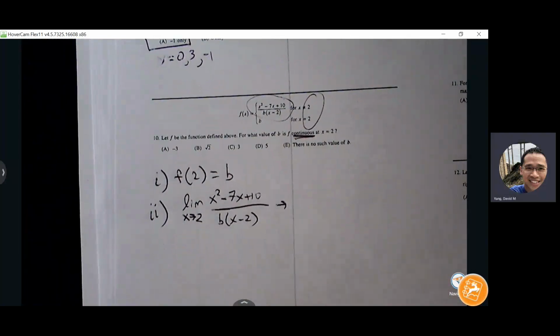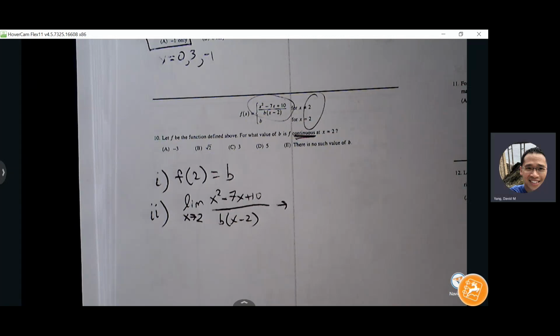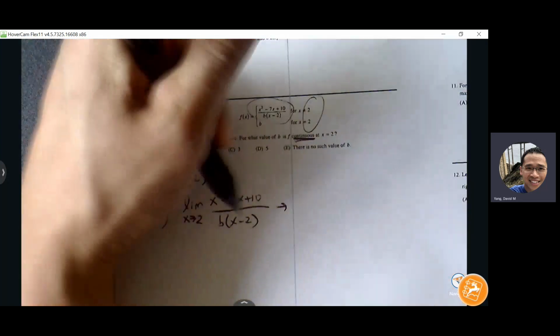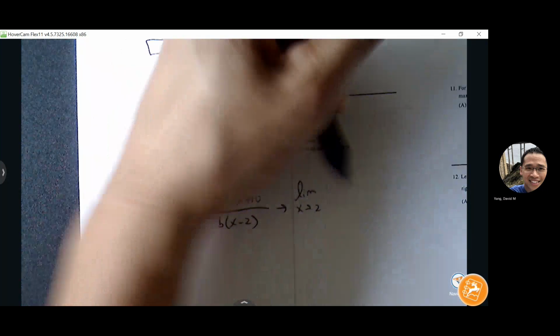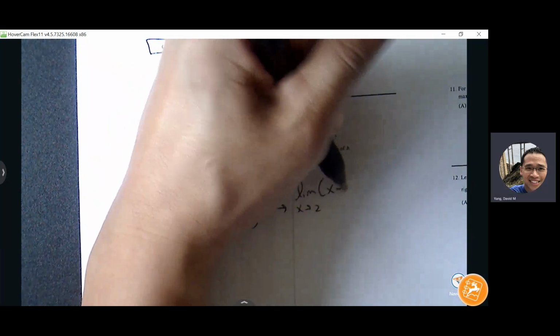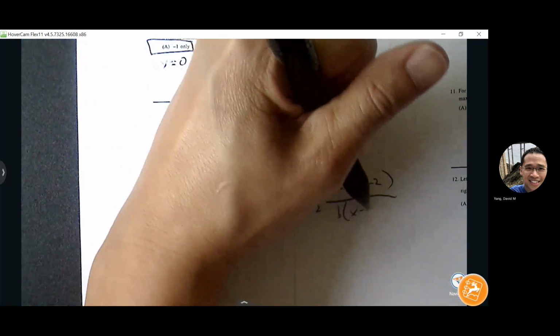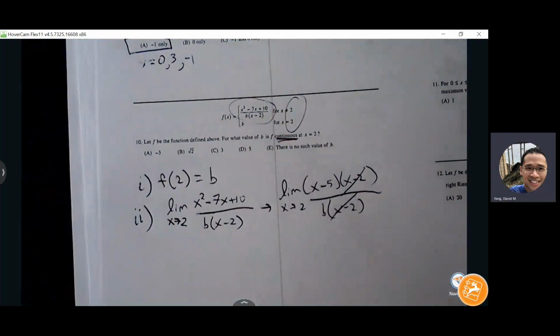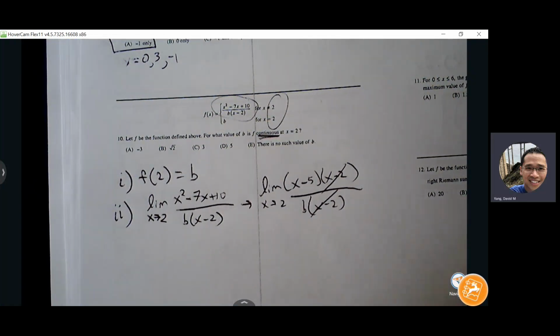If I plug in 2, I'll get 4 minus 14 plus 10, which is 0. I get 0 over 0. I can do L'Hopital's rule, or I can just go through and factor. Reevaluate. I'll get -3 over b.